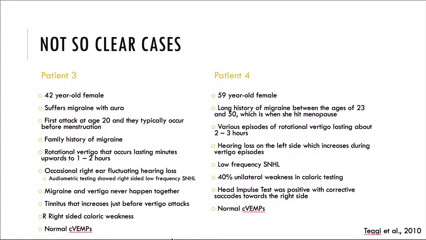And similar to patient 3, patient 4 is a 59-year-old female with a long history of migraine between the ages of 23 and 50, which is when she hit menopause. She has various episodes of rotational vertigo lasting about 2 to 3 hours. Hearing loss on the left side, which increases during vertigo episodes. Her audiometric results showed a low-frequency sensorineural hearing loss. She had a 40% unilateral weakness in caloric testing.